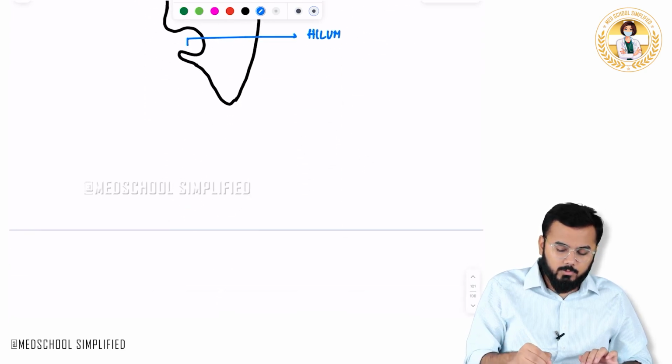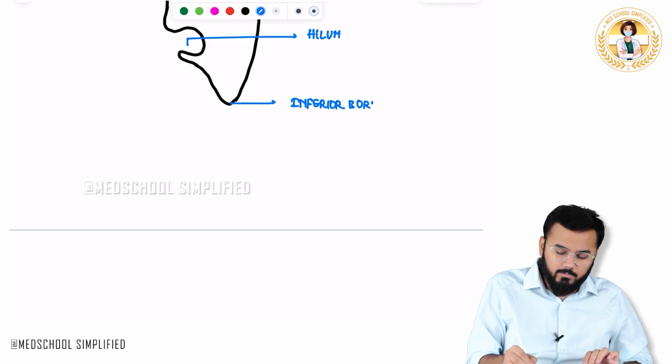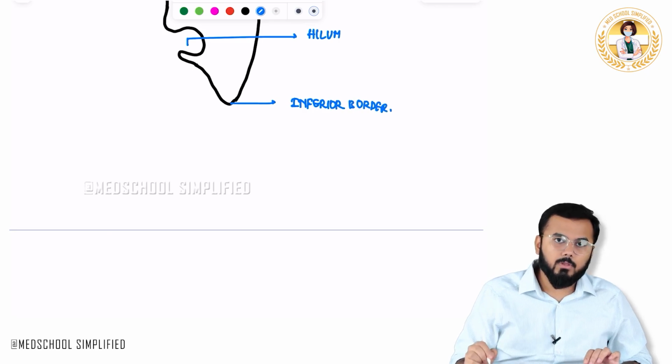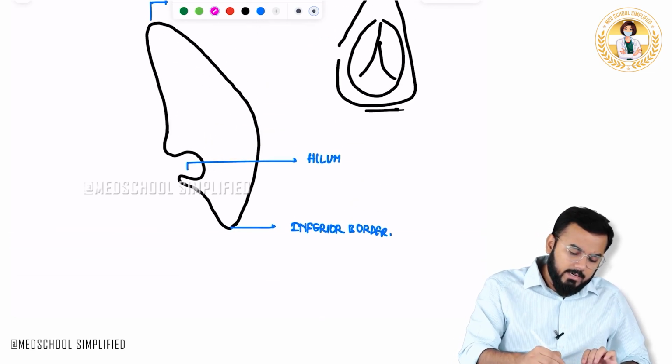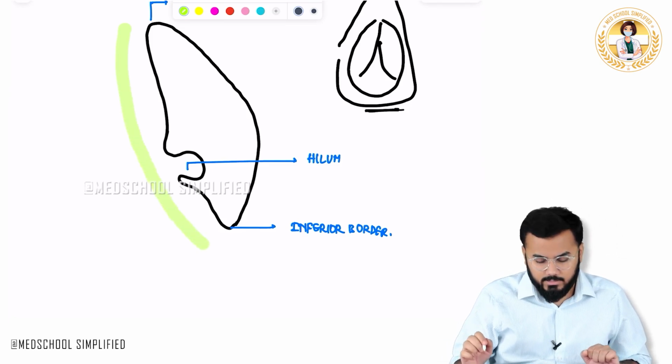Superior border. And this border over here is called the inferior border. So we have one called the superior border and the other one we have is the inferior border. Okay. And this entire surface which you can see right now, this is called the visceral surface.